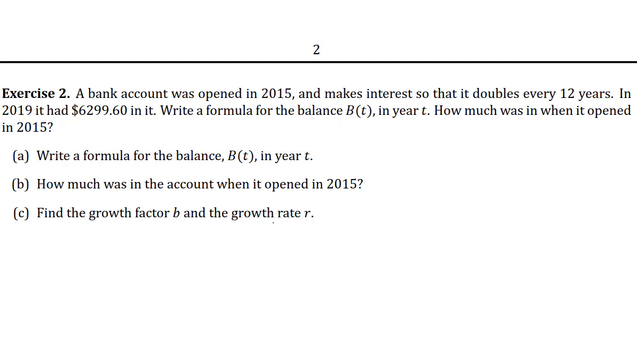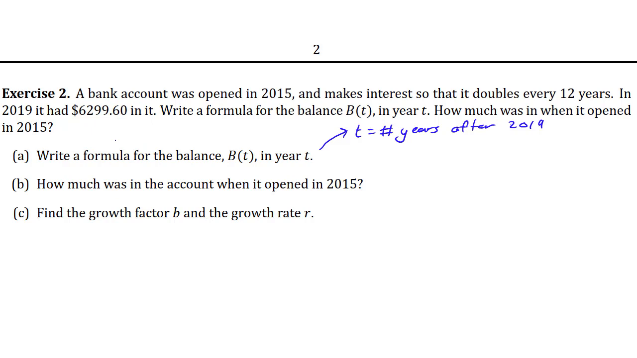So let's think about what kind of formula would work here. We're given the doubling time is 12 years, and we have a starting amount. There are different ways to interpret what the year t is. Maybe this is a little easier: I'm going to say t is the number of years after 2019, so that t equals 0 in 2019.